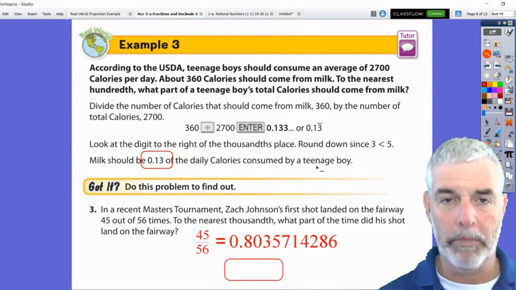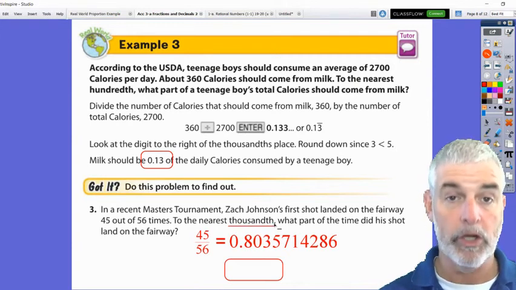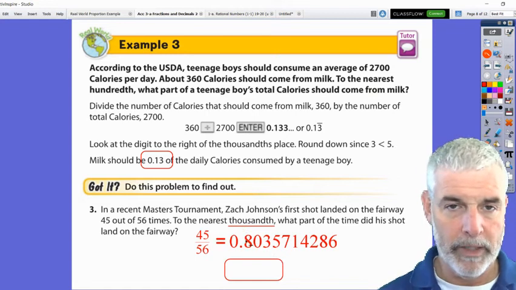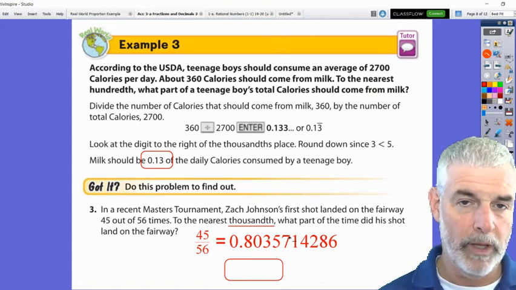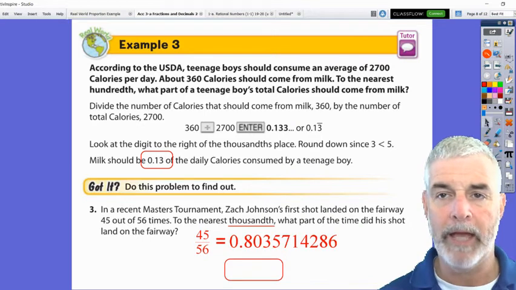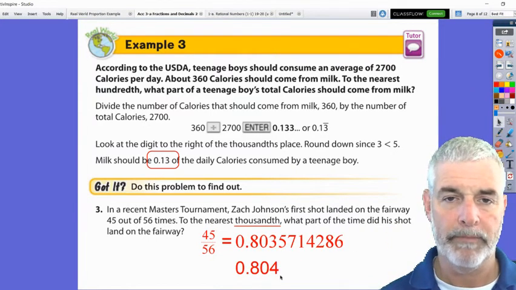In real world problems, typically they're going to give you rounding instructions. So this one says they want it to the nearest thousandth. So let's see, that's going to be the third decimal place: tenths, hundredths, thousandths. We look to the next one. It is 5 or bigger. So we're going to round up, and the answer is 0.804. If you don't write the 0 in, that's okay.